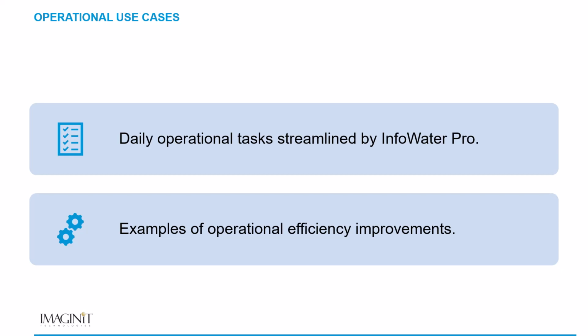Preparing for emergencies such as main breaks or contamination events is essential for any utility. InfoWater Pro enables the simulation of these scenarios, assisting utilities in developing effective response strategies that minimize impact on customers and ensure rapid restoration of services. In essence, the operational use cases for InfoWater Pro demonstrate its versatility and value across a wide range of water utility functions. By leveraging its comprehensive modeling and analysis tools, utilities can enhance service quality, improve efficiency, and ensure the resilience of their water distribution systems.